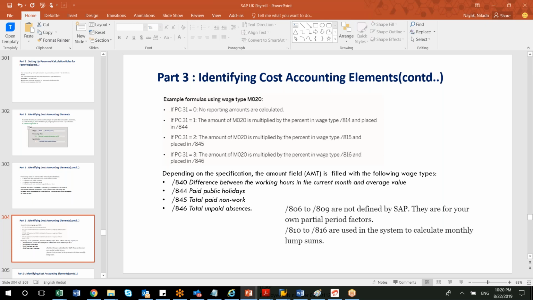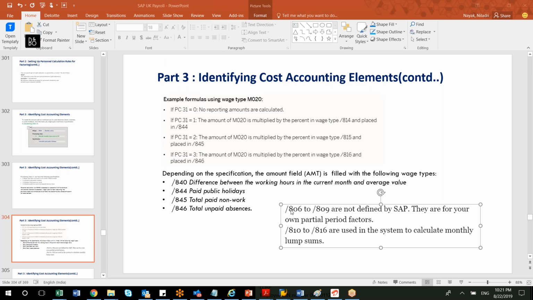So what will happen? Starting from /801, /802, /803, up to /816. These are the different secondary wage types. During your factoring calculation, these will be auto-generated by the system.